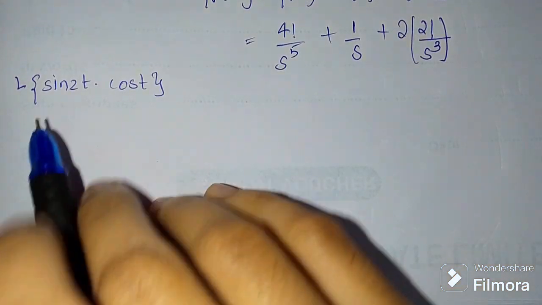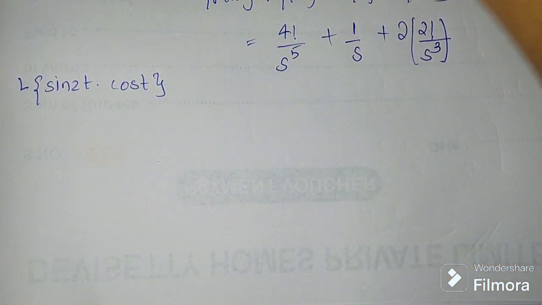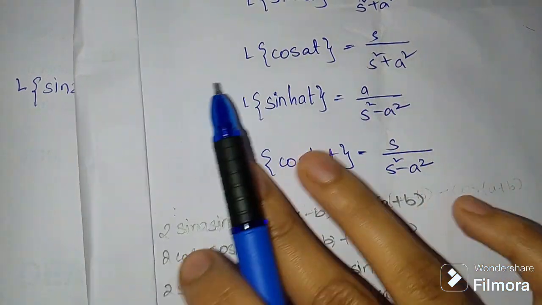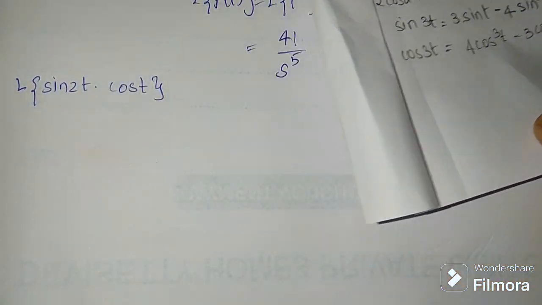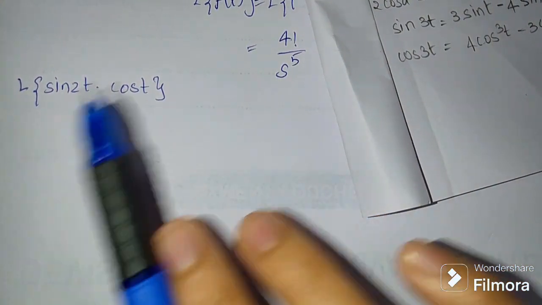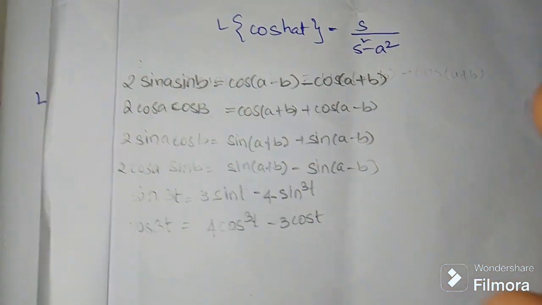So see this question, Laplace of sine 2t into cos t. We only know the formula for sine at, I mean, we don't know a formula for a product. And in the linear property we discussed that only for plus and minus can we use the linear property, but for into we cannot use it, right? So we should learn these formulas, which I also wrote in our formula sheet.